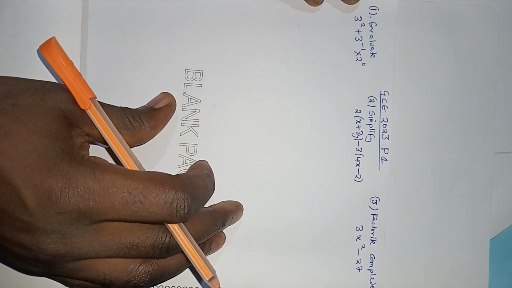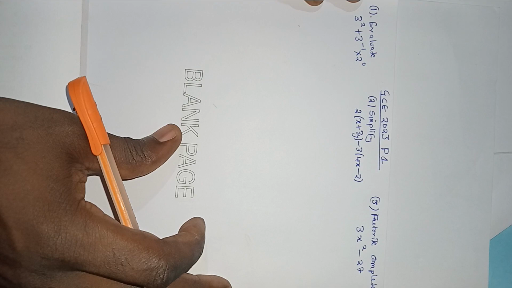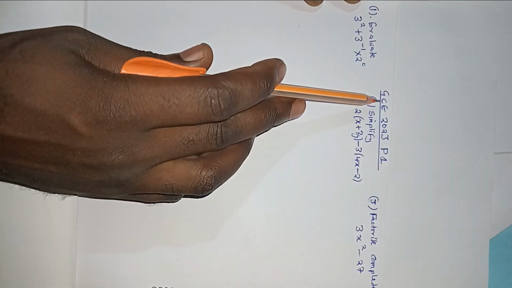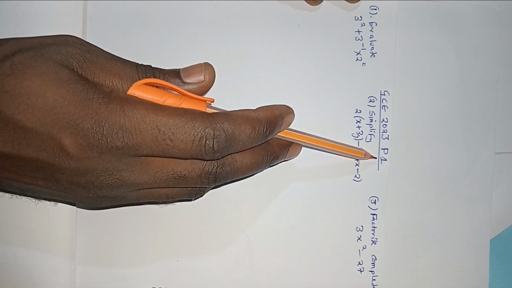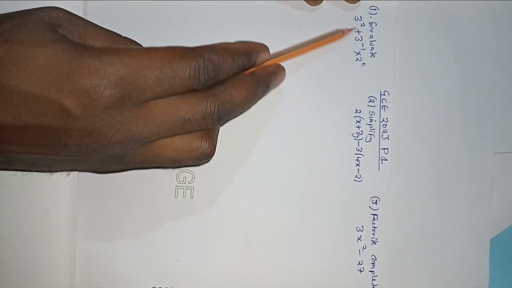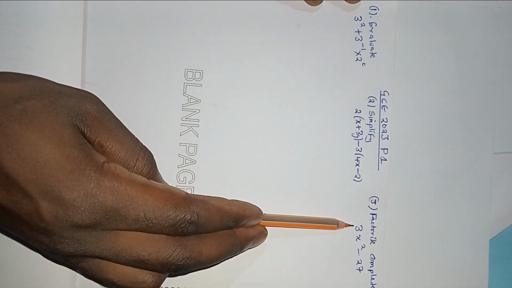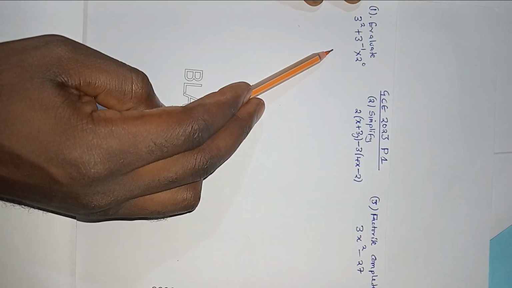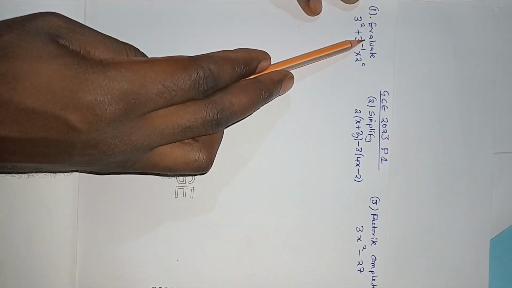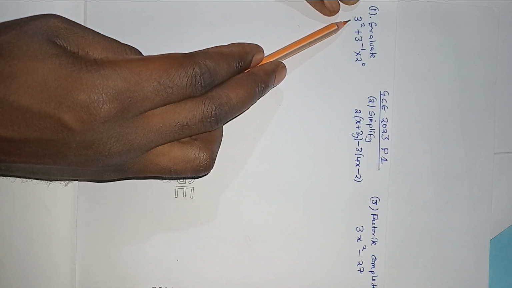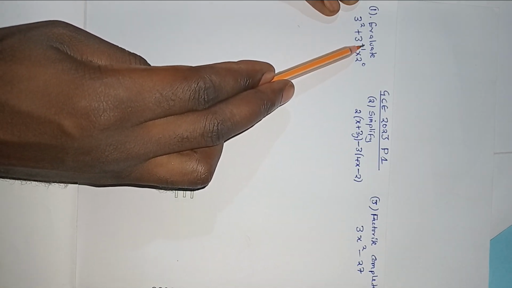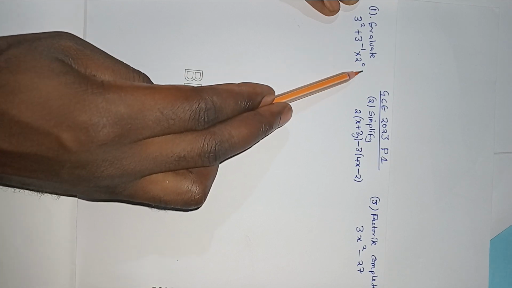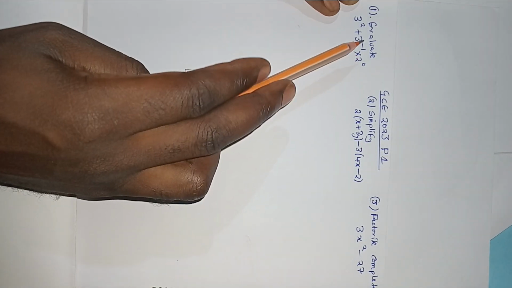Okay, so I welcome you to this short video where we are looking at the Mathematics GCE 2023 Paper 1 questions. So we have the first three, questions 1, 2, and 3. The first part of the question is evaluate. So we have to evaluate 3 power 2 plus 3 power negative 1 times 2 power 0. So this is the first part of the question.